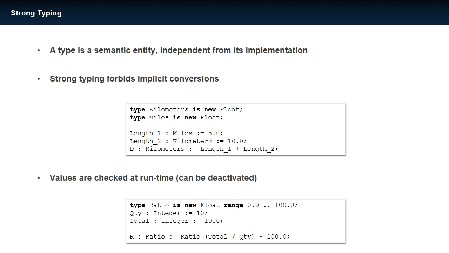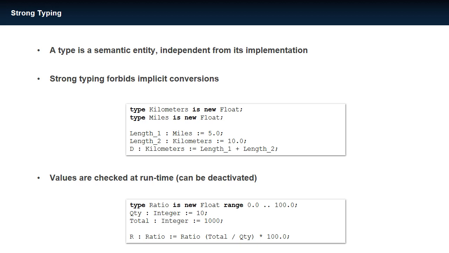Another interesting feature that Ada includes is the ability to specify valid ranges for a given type. Let's look at the second example on the slide. Here we are creating a new type called ratio, which will be based on a float. We are also specifying that variables of type ratio can only have values between 0 and 100. What this tells the compiler to do is to insert runtime checks to make sure that values assigned to a type ratio are not greater than 100 or less than 0.